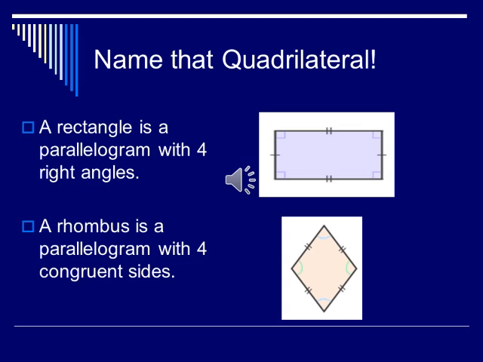Look at the second figure. It has four sides. So this is another type of quadrilateral. It's called a rhombus. A rhombus is a parallelogram with four congruent sides. That means all of the sides of a rhombus are equal to each other.